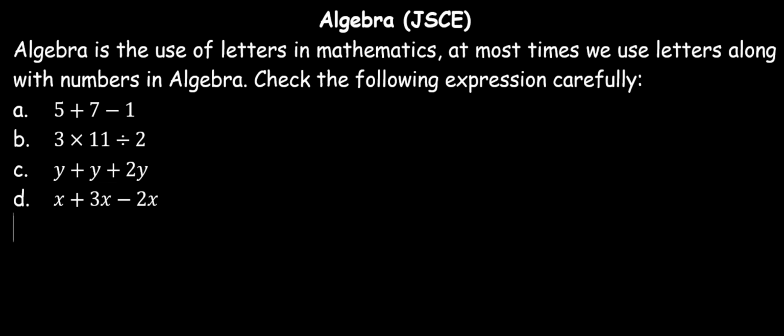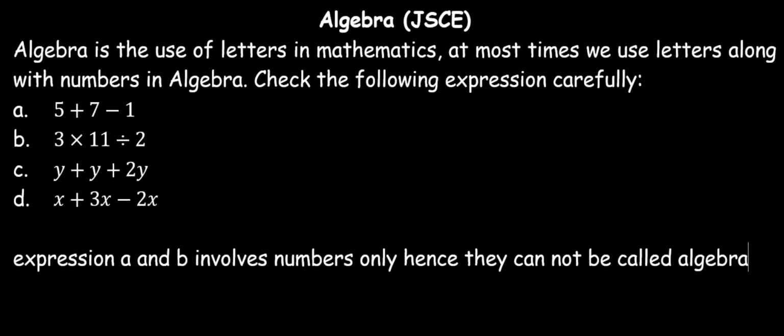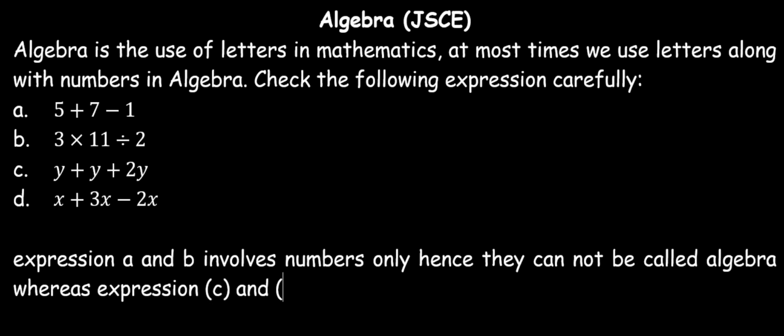Let us analyze what we have just written. Expression A and B involve numbers only. Hence, they cannot be called algebra. Whereas expressions C and D are algebra, since they involve both letters and numbers.